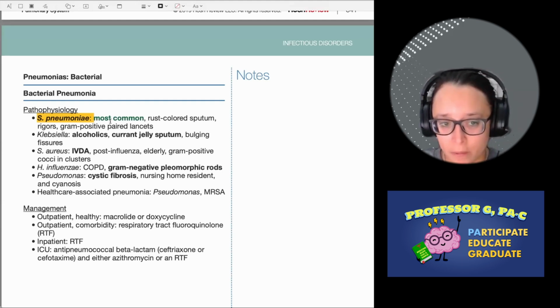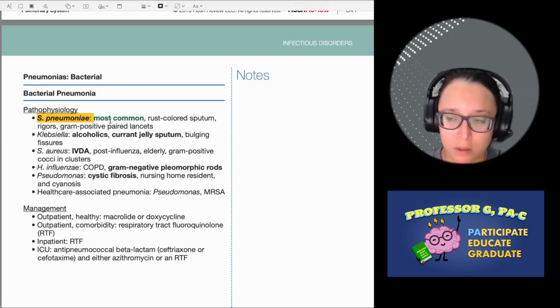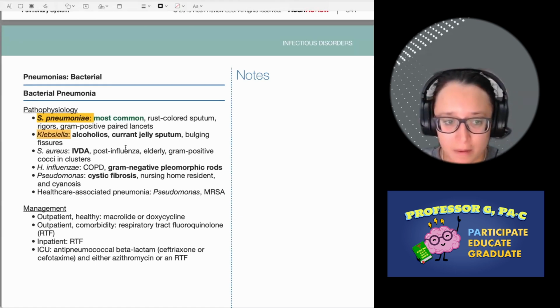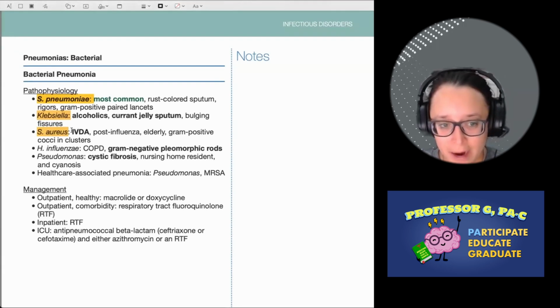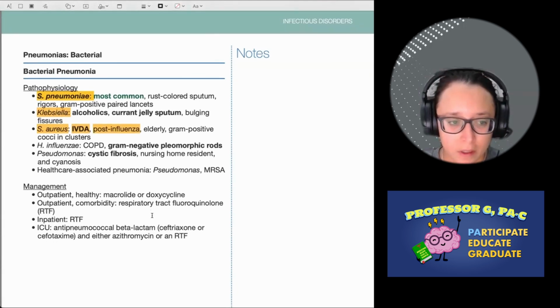Also, strep pneumoniae, they usually have a lobar consolidation. Not that other ones can't, but this one specifically really likes to consolidate a certain part of the lung. That is most common. Klebsiella, usually in the vignette somewhere they're going to mention alcoholics, currant jelly sputum, is what they usually mention for that. Okay. Staph aureus, usually either an IV drug user or post-influenza. That's when we see this most often.